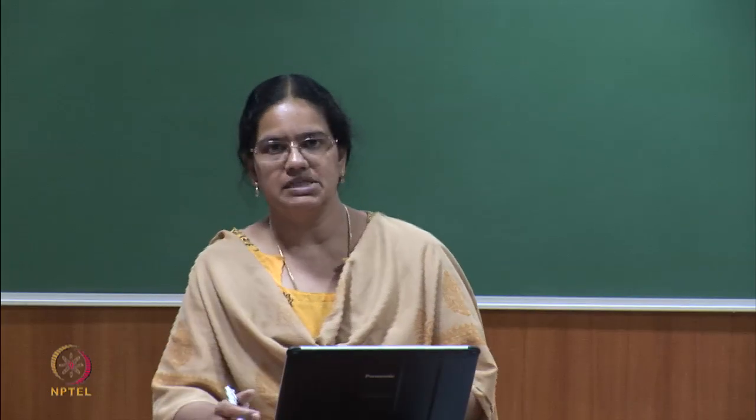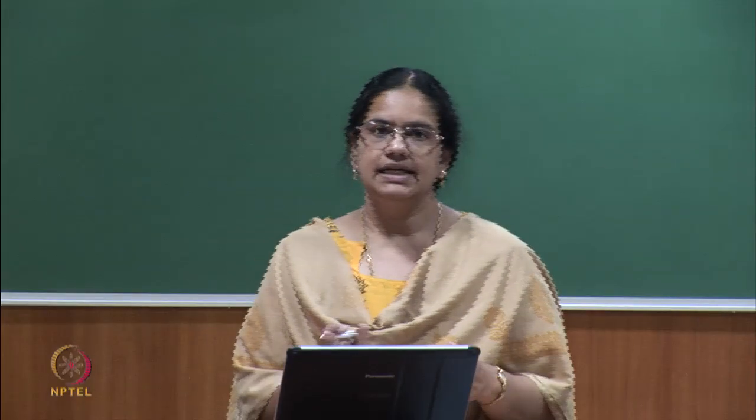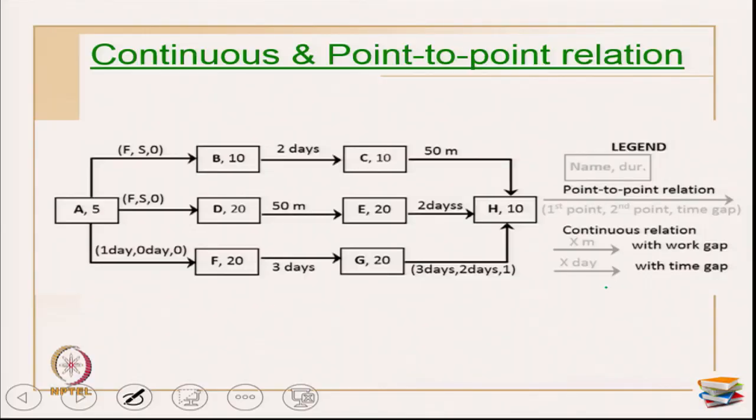B-lines are to represent multiple relationships, and when you want to have a resource dependency shown on the network, then RDM can play a part. Okay, these are all called advancements. Now, in the BDM network itself, if you want to represent more information, then some researchers have developed a network called continuous and point to point relationship.